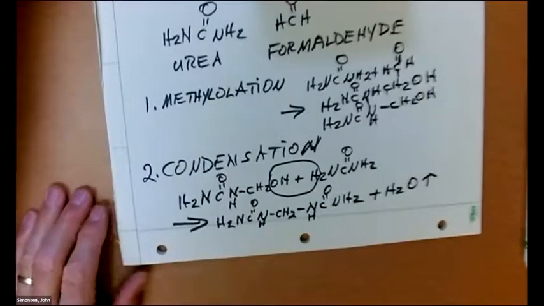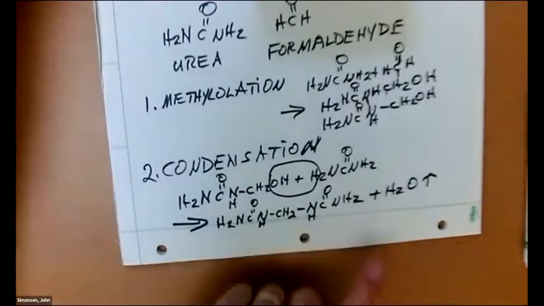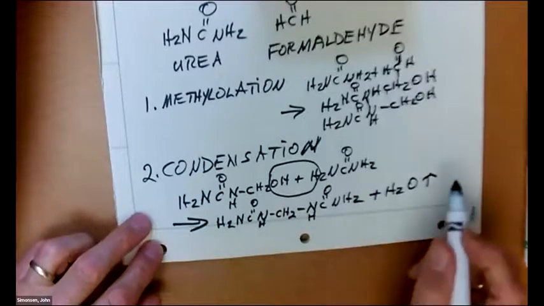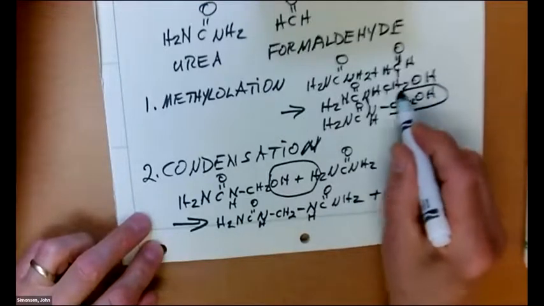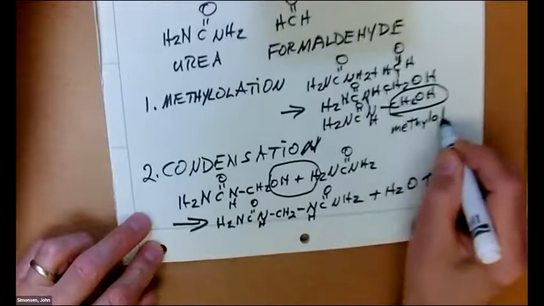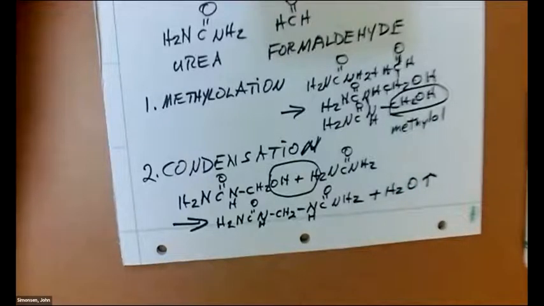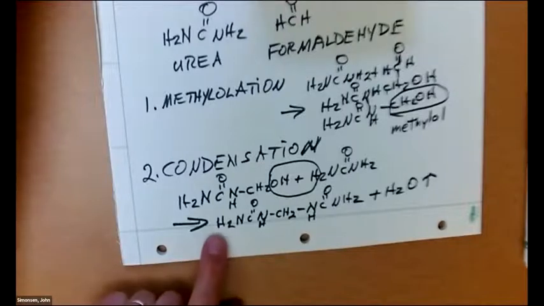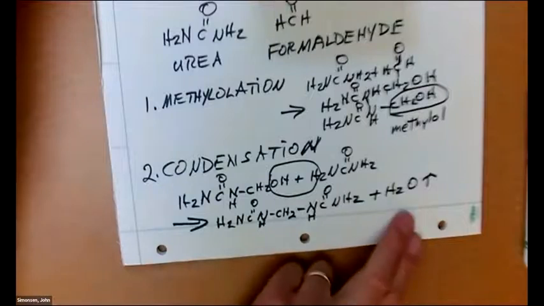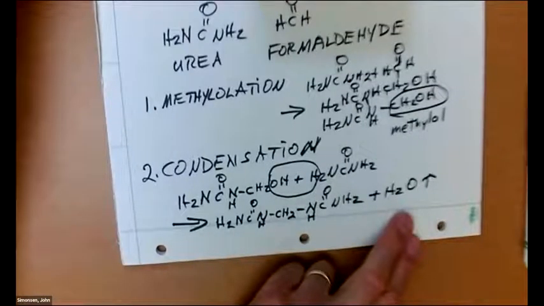Everybody see that okay? So the first step is methylolation, and the formaldehyde just adds to the urea. And this group here is called a methylol group. So anytime you see that CH2OH, it's a methylol. You see it a lot if you look at a lignin structure, right? So that's the first step. The next step is condensation, because you lose water, right?